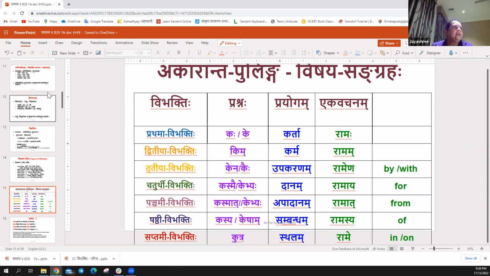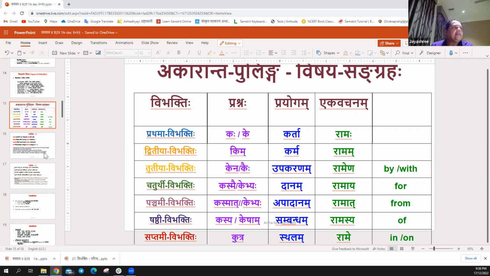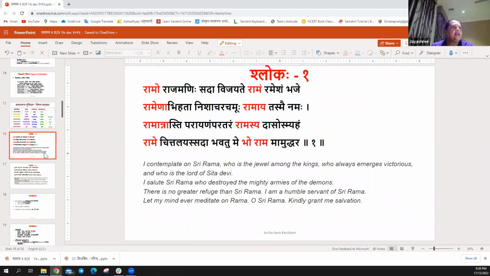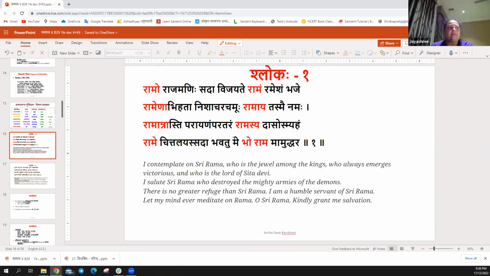Now here, what I have done is there is a shloka in Ramaraksha Stotram. If you know Ramaraksha Stotram, you will know this. One of you can read this. Anybody? Do you want to read this? You can read it slowly.